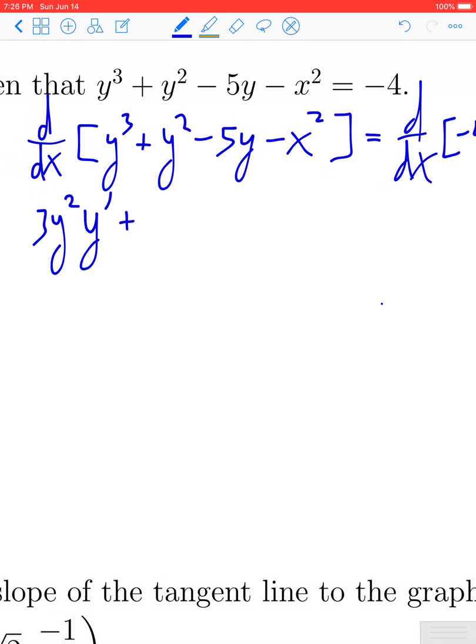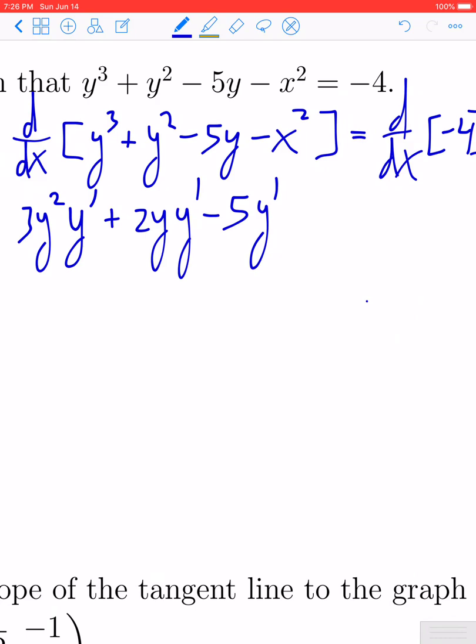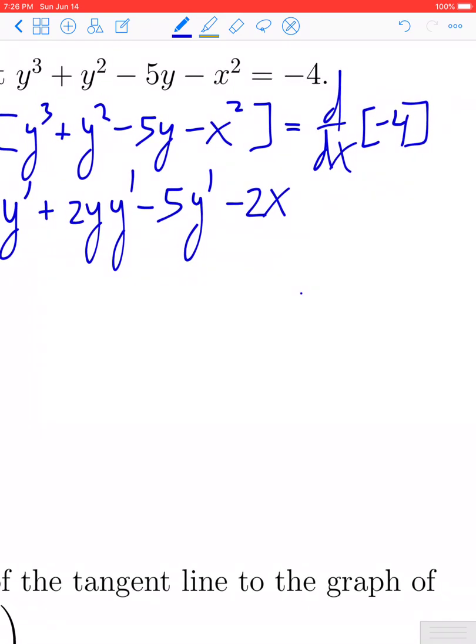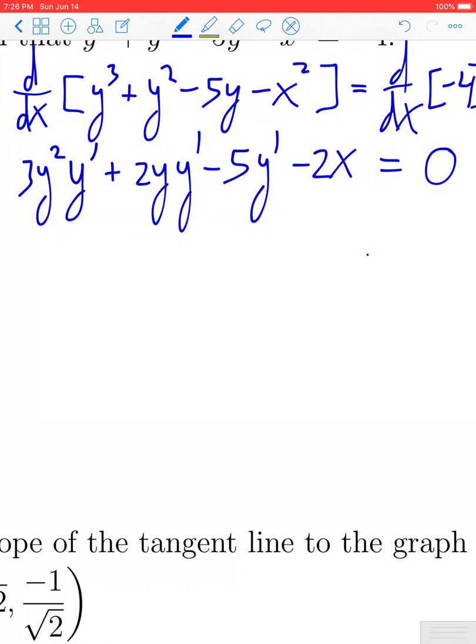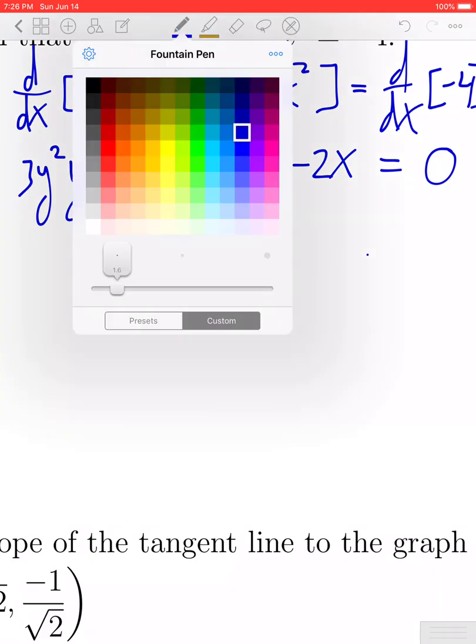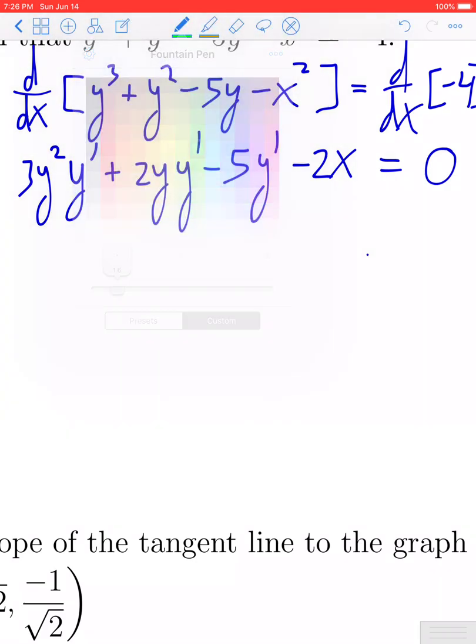The derivative of y squared is going to be 2y, again we have y prime, minus the derivative of 5y, which would be 5, but then we need to multiply by y prime. The derivative of negative x squared is just negative 2x. And on the right-hand side, the derivative of negative 4, that's a constant, so it's going to have a derivative of 0. Okay, so far so good. We successfully took the derivative.